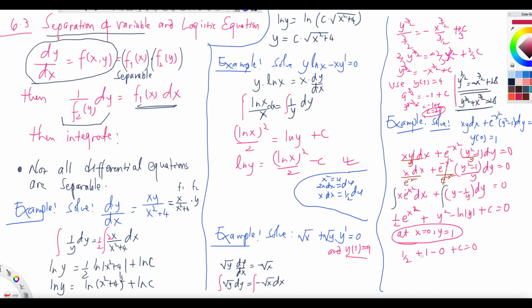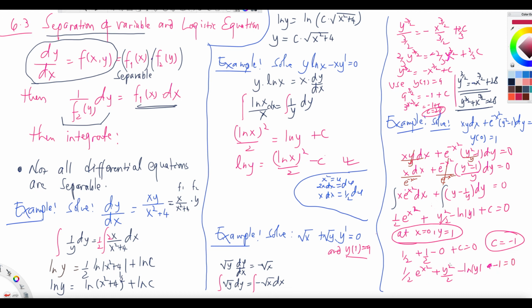Oh, by the way, what is the integral of y? It is y squared over 2. I forgot that. I'm sorry about that. So it will be 1/2 again, right? So 1/2 plus 1/2 is 1. So c is negative 1. That's what we got. Now plug into that equation. What do you get? You get 1/2 e to the x squared plus y squared over 2 minus natural log of y plus c, which is negative 1, equals 0.